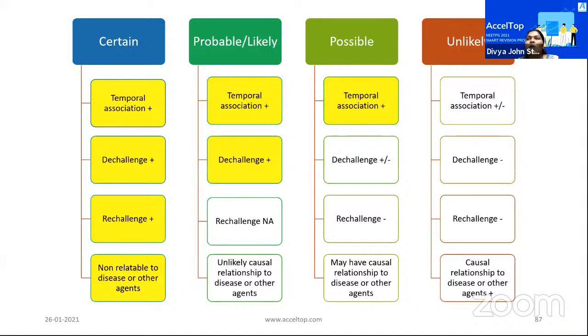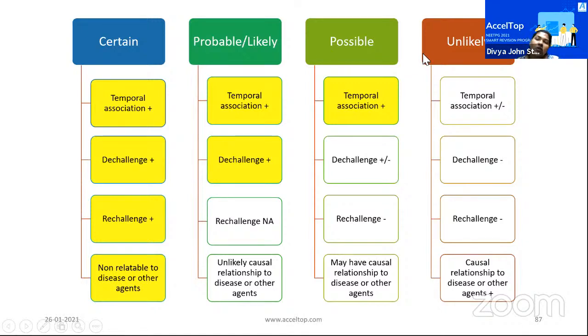What causality basically means is to say that the drug is the cause for a given adverse drug reaction. In this grading, your WHO scale goes: it can have a certain causality, probable or likely causality, possible and unlikely.